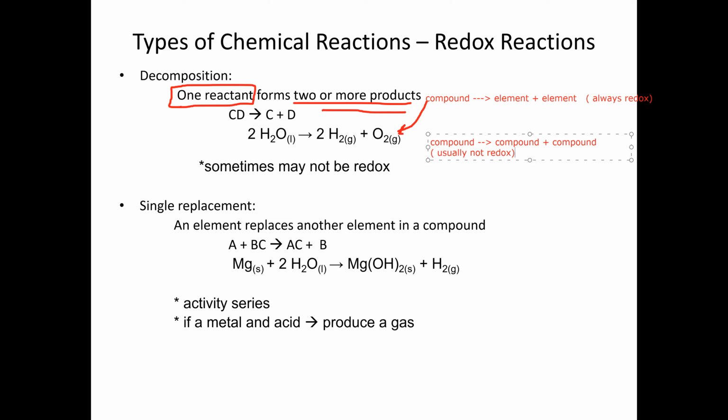And the reason I use 'usually' is because there may be some oddball reaction out there where a compound decomposes into compounds and is redox, but usually it's not redox, and you can always check the oxidation numbers to see if redox has occurred or not. And the example here is the decomposition of calcium carbonate.